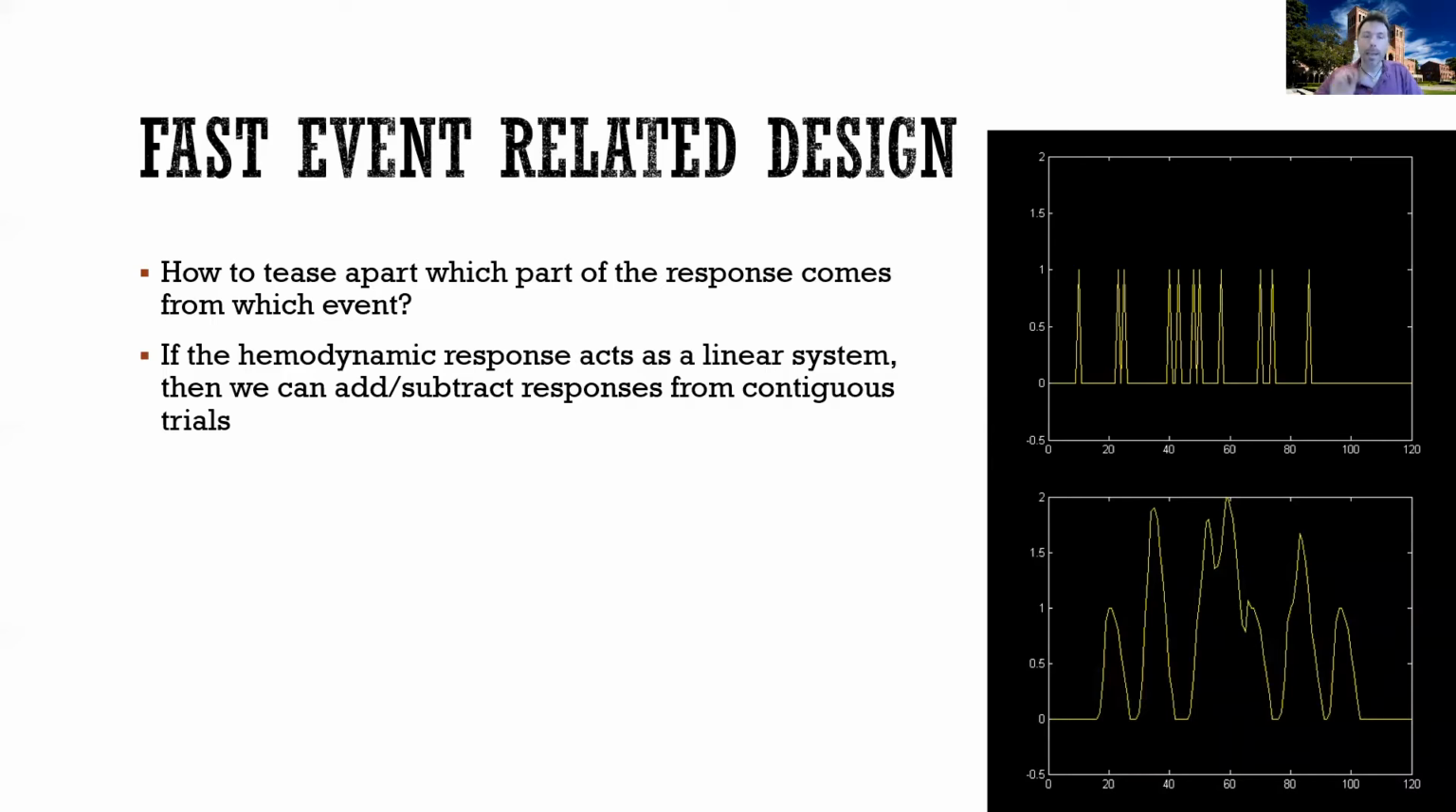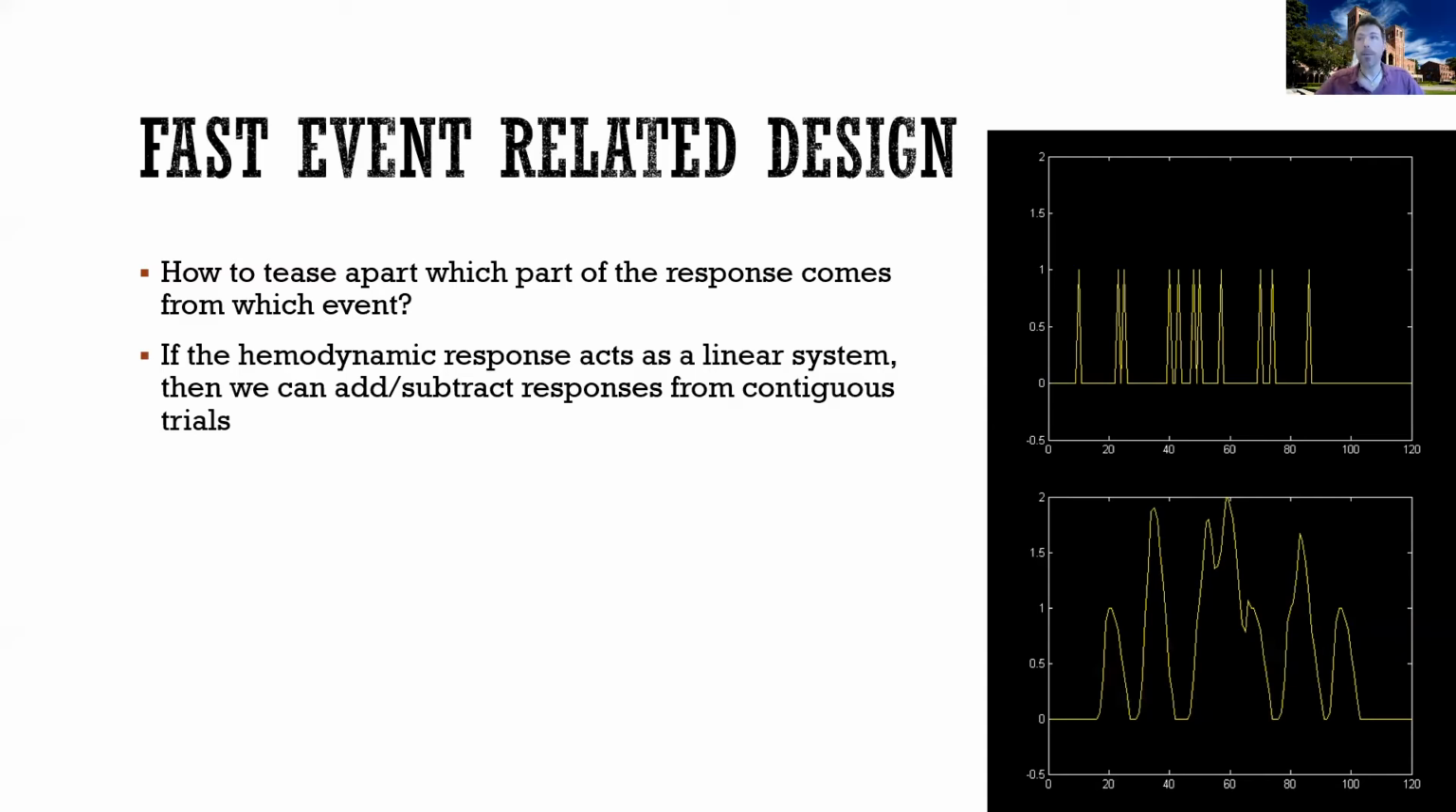The beauty of it is that if we can assume, or close to enough, that the hemodynamic response is a linear system, then we can actually disentangle how much of this big mountain comes from the first trial, how much comes from the second, how much comes from the third, the fourth, and the fifth. So if we can assume that the BOLD response is linear enough, then we can disentangle these trials and compute how much of that big triple mountain is due to each one of the individual trials.